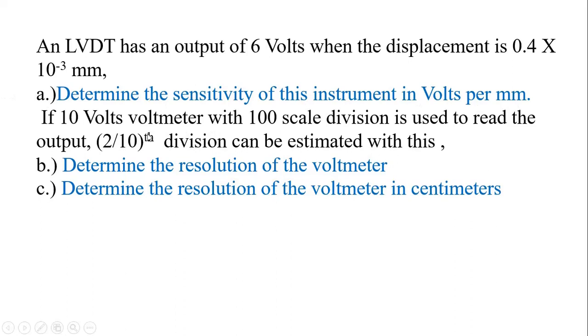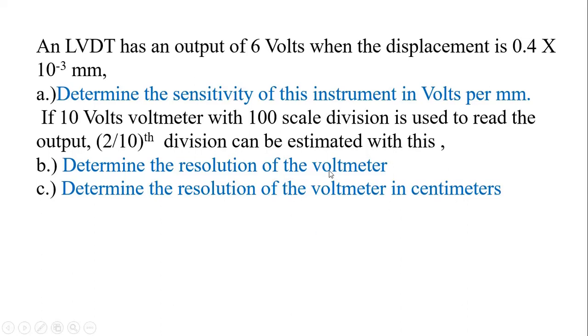And the next subpart of the numerical is: if a 10 volt voltmeter with 100 scale divisions is used to read the output, 2/10 of a division can be estimated with this. Then we again have to find out two points, that is nothing but the resolution of the voltmeter in volts, and the resolution of the voltmeter in centimeters.